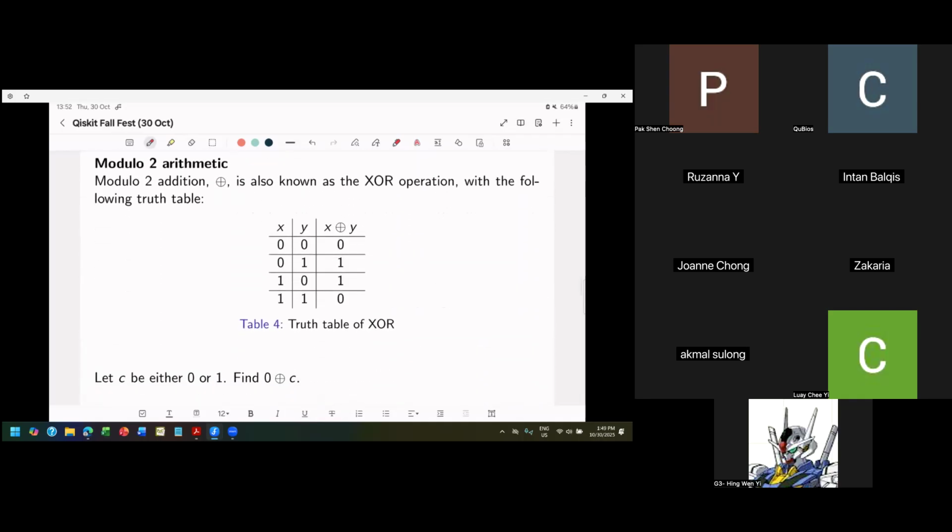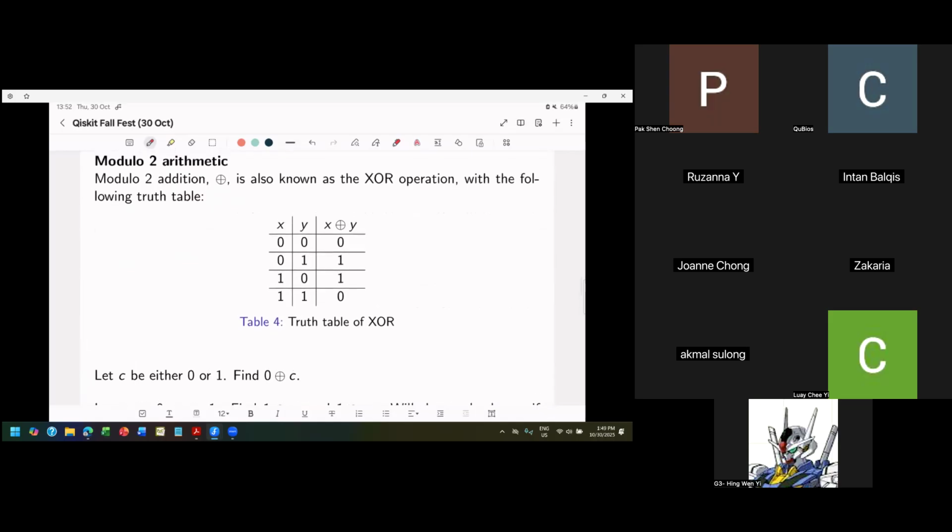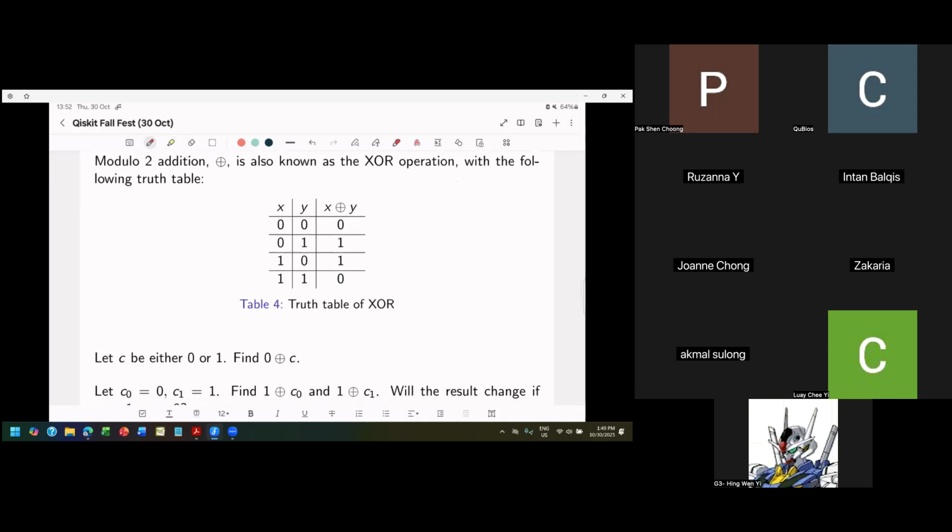So what is modular 2 addition? Basically, you can call that XOR as well. It's basically that truth table that I've written down just now.